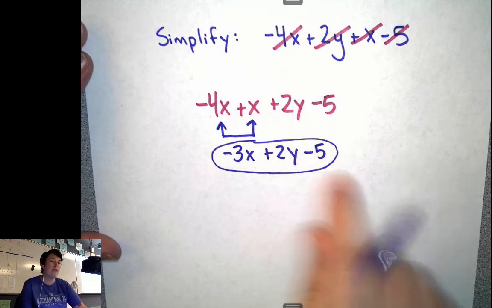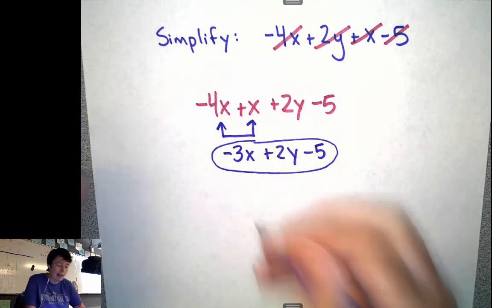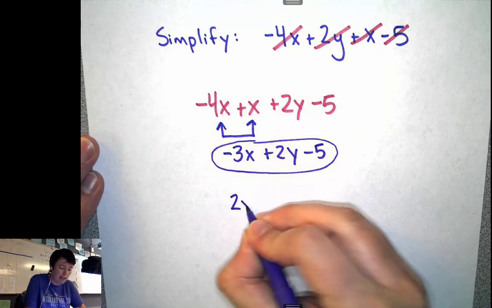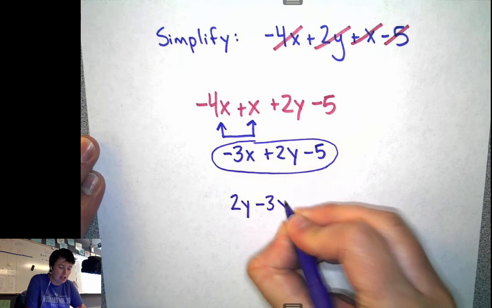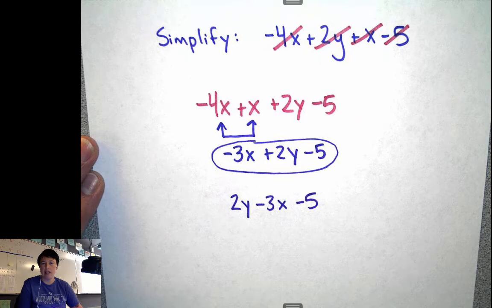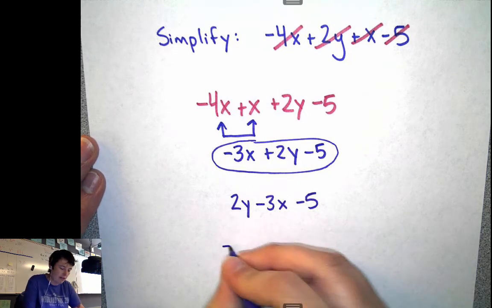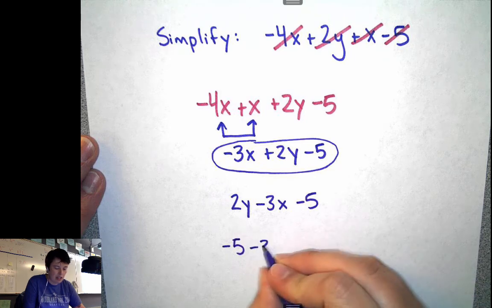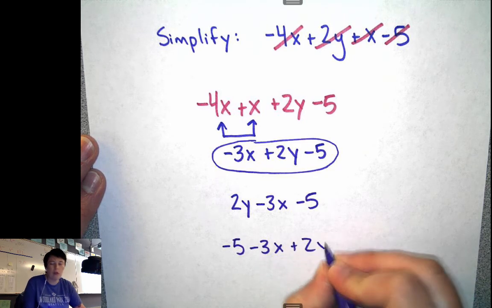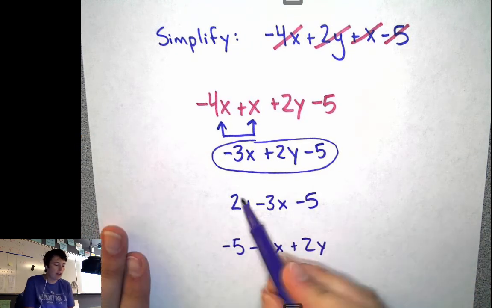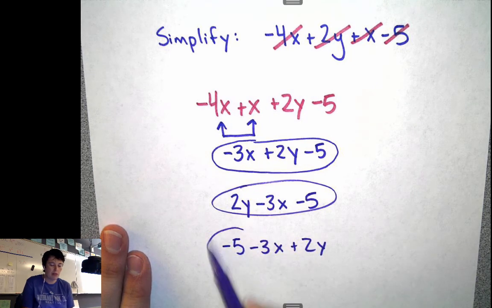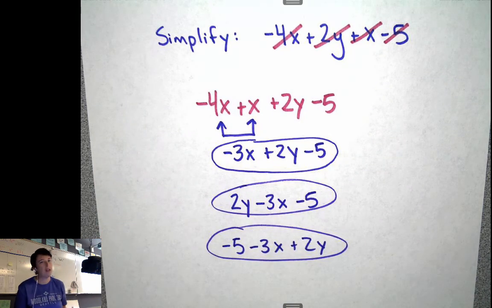It's totally okay if you're like, well, I have the same answer, but I decided to put the 2y first, and then the minus 3x, and then the minus 5. You guys, that's fine. That's the same answer. Or you could totally be like, well, I did the minus 5 first, then the minus 3x, and then I did plus 2y. You guys, all of those are the same. These all count as the right answer. It's just different ways of writing, different organization. That's all. So any of those really count, like any combination of those.